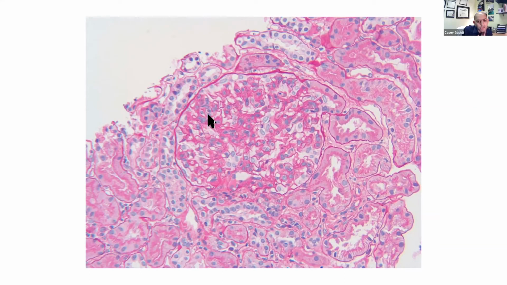David, I have a question. Right at the vascular pole, there's that sort of lightish pink material. Is that a thrombus? No, that could be a little bit of hyalinosis in the afferent arteriole. That's good that you pointed that out, but it's not a thrombus. A thrombus would be plugging that entire lumen.